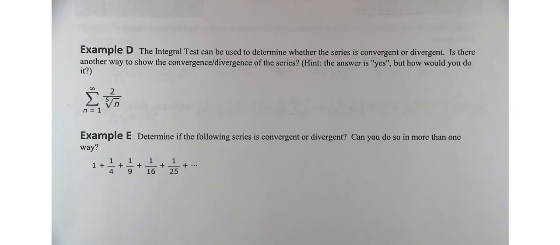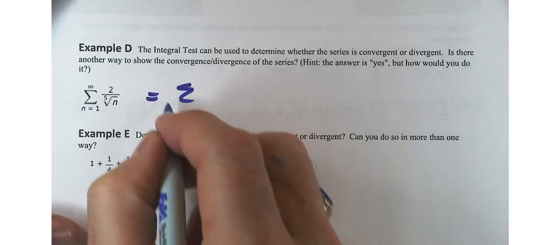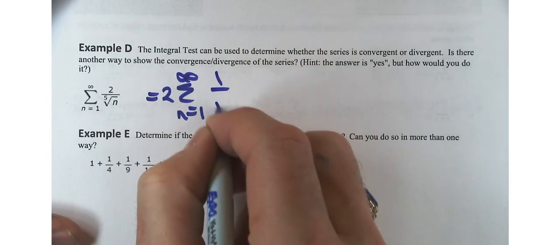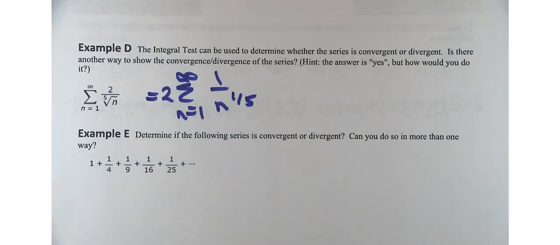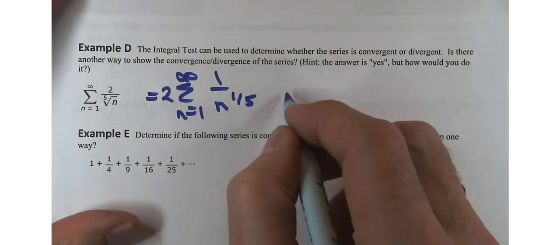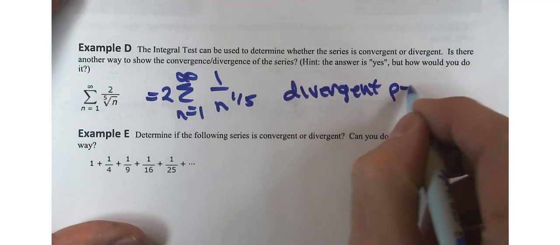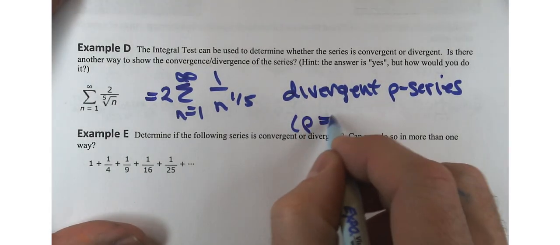Does anyone spot it? Jesse, I think. P-series, yeah, absolutely. So this could be rewritten as the sum, I'll take the 2 out front, n equal 1 to infinity of 1 over n to the 1/5 power. All right. Does this converge or diverge? Diverges. Yeah, diverges. So it's a divergent p-series, p equals 1/5. Nice.